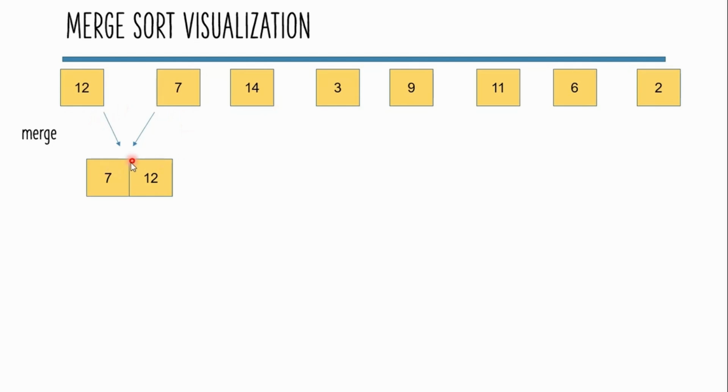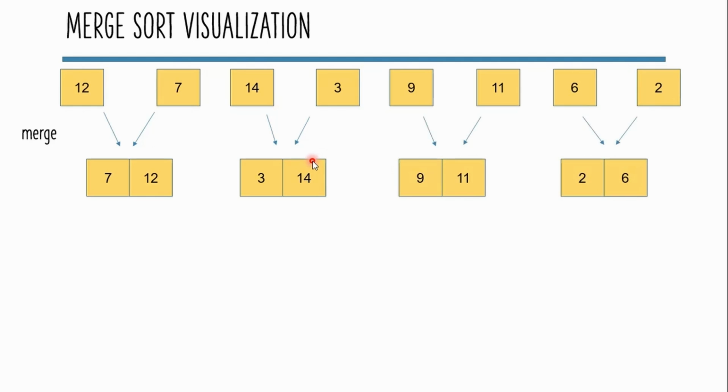Then the next two elements are compared, and again 3 is less than 14, so 3 will appear first, as we are sorting in ascending order. So a similar procedure will repeat for the other subarray pairs that are there, and we will obtain this particular stage. Now again we need to go by the same procedure.